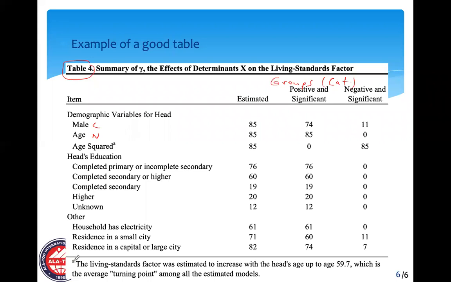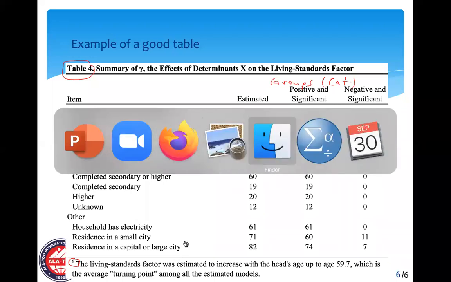And at the bottom we have explanations of the abbreviations. Here we have A, and there is the explanation of A. If you have an abbreviation here, then it should also be mentioned at the bottom of the table.